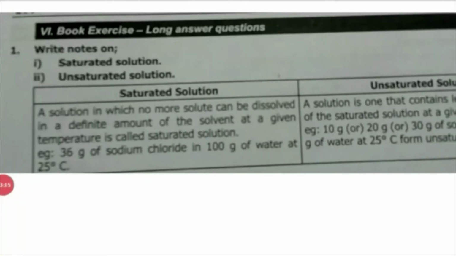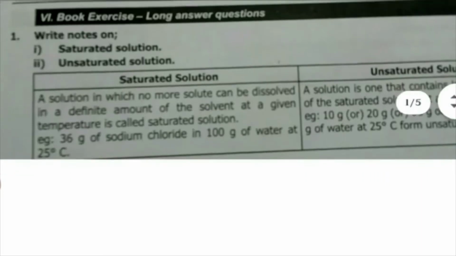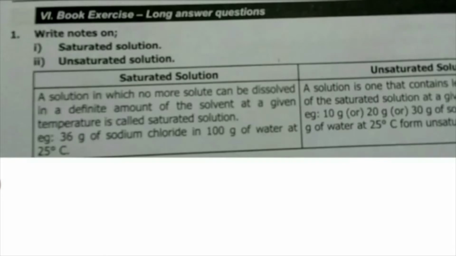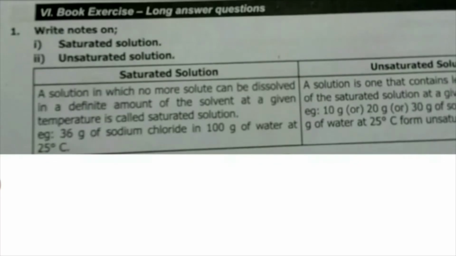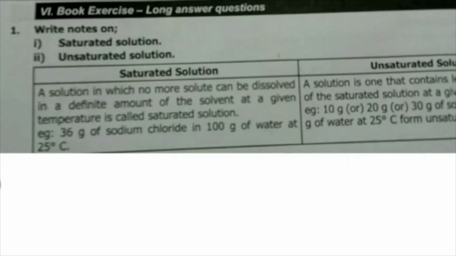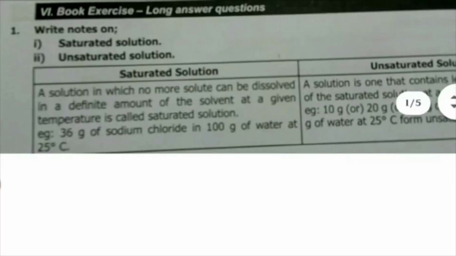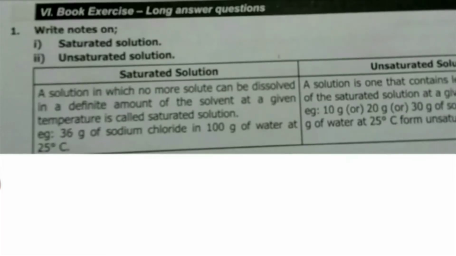Next we'll see Roman letter 6 long answer question. First question, write notes on saturated solution, first one, second one unsaturated solution. First we'll see what is saturated solution. A solution in which no more solute can be dissolved in a definite amount of the solvent at a given temperature is called saturated solution. Example, 36 gram of sodium chloride in 100 gram of water at 25 degree centigrade.